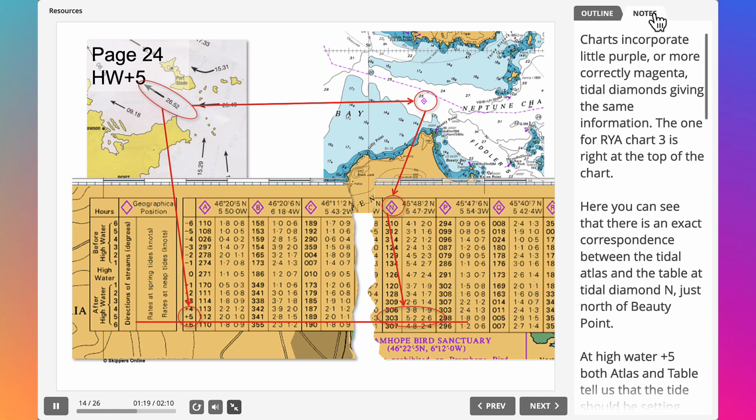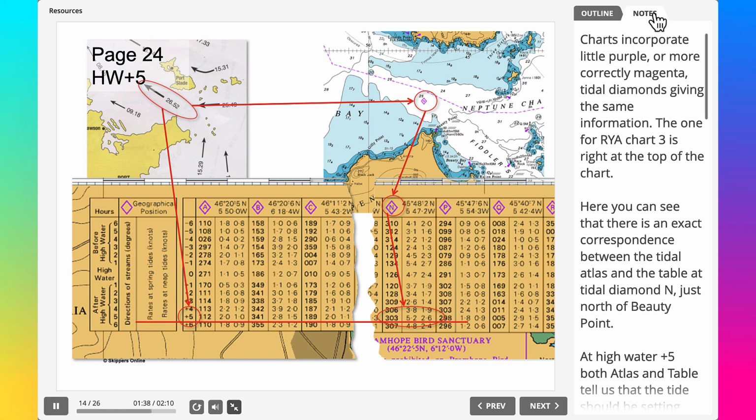In general, tidal atlases give you a better overview of tidal stream for passage planning, but tidal diamonds really come into their own when you're calculating a course to steer or estimated position over a number of hours, because they save you from having to flip back and forth in the atlas.